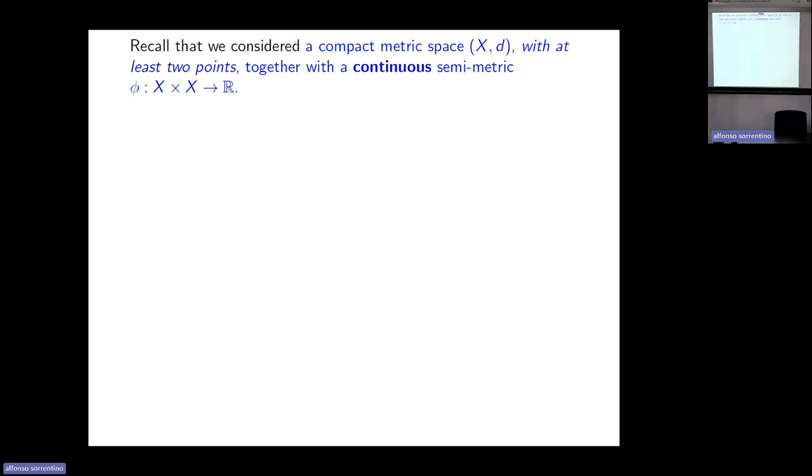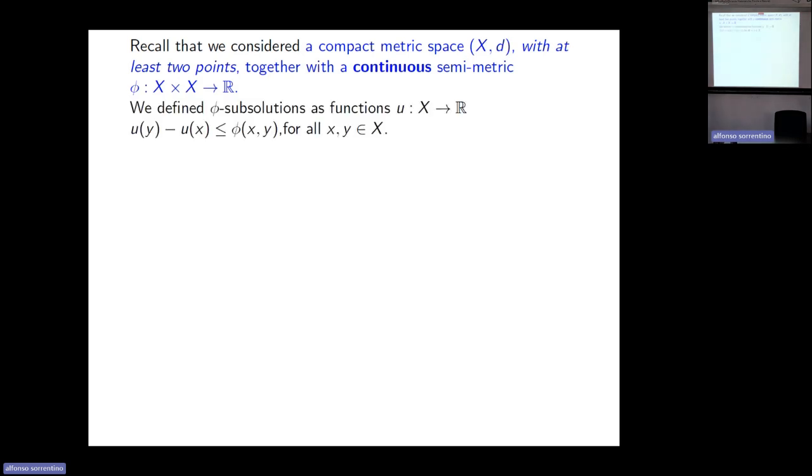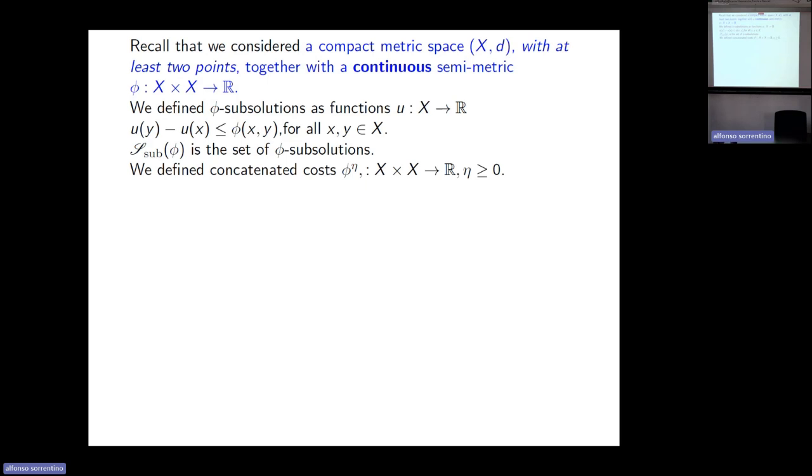We started with a compact metric space (X, d), and we took a continuous semi-metric phi on X. We defined phi subsolutions as functions u which satisfy the Lipschitz condition with Lipschitz constant 1 with respect to phi. The set of subsolutions is denoted by S_phi. We defined concatenated costs. I'm not going to recall what they are. And the Peierls barrier is the limit of this concatenated cost as eta goes to plus infinity. It's also the supremum because phi_eta is not decreasing in eta.